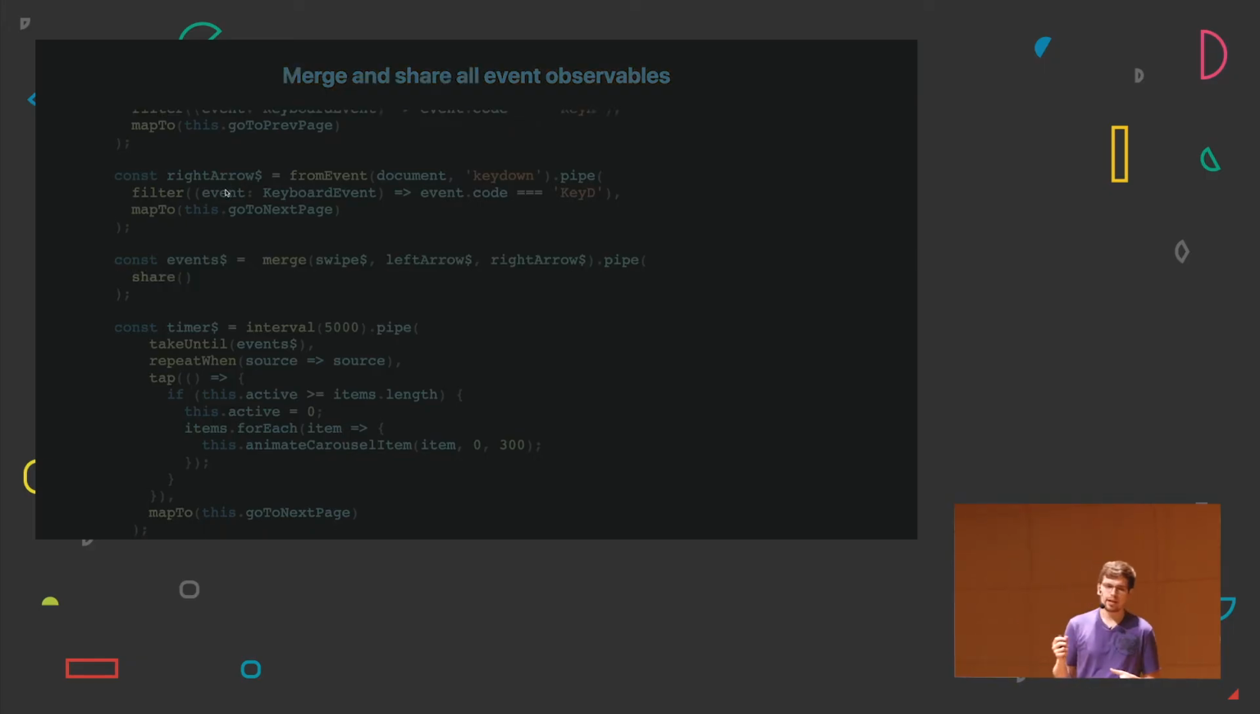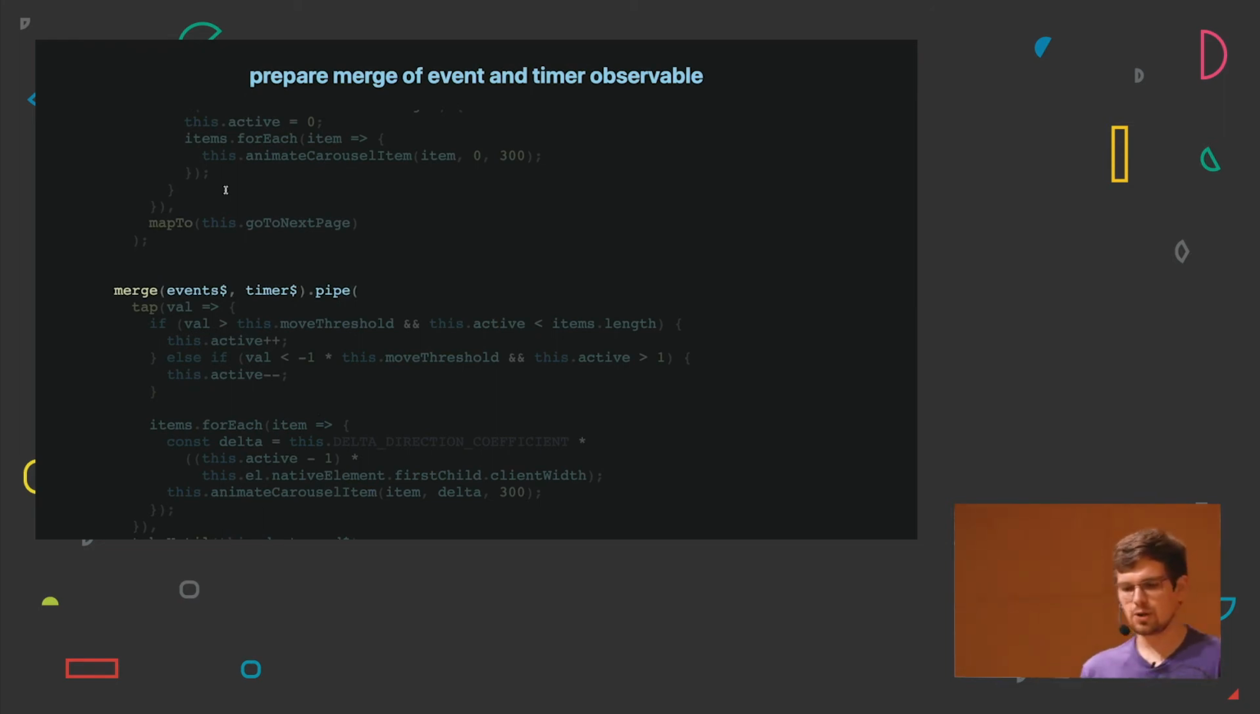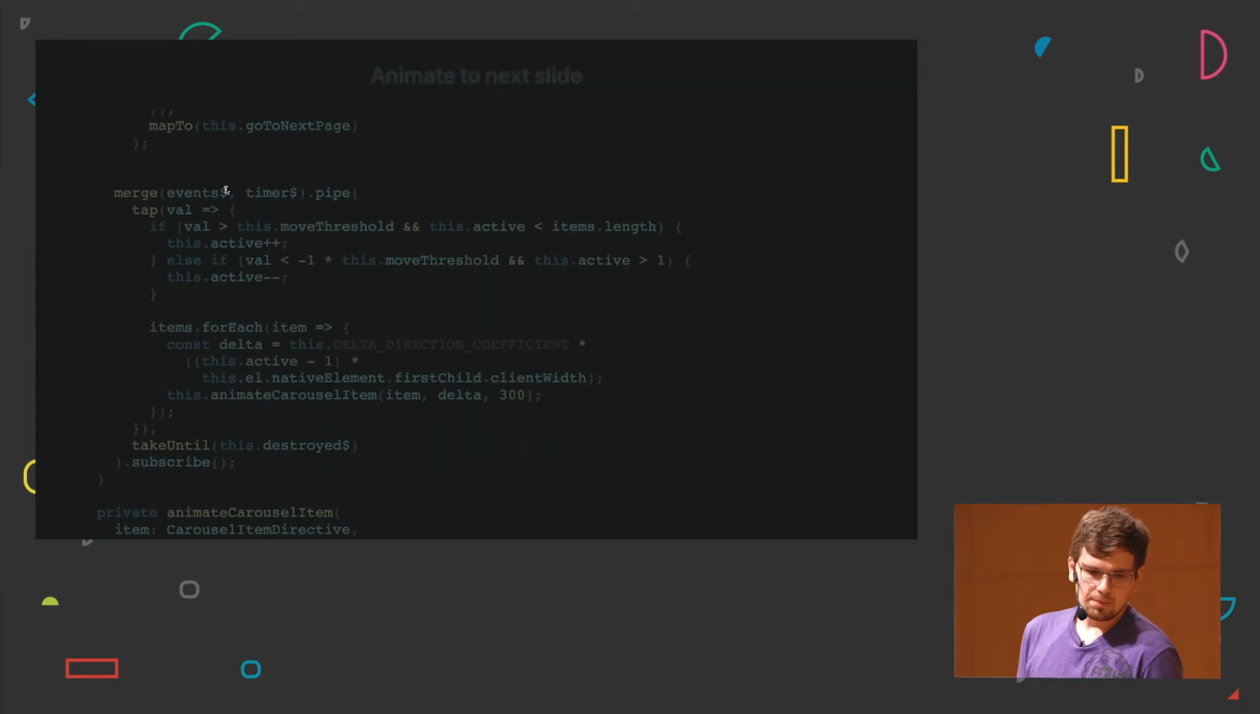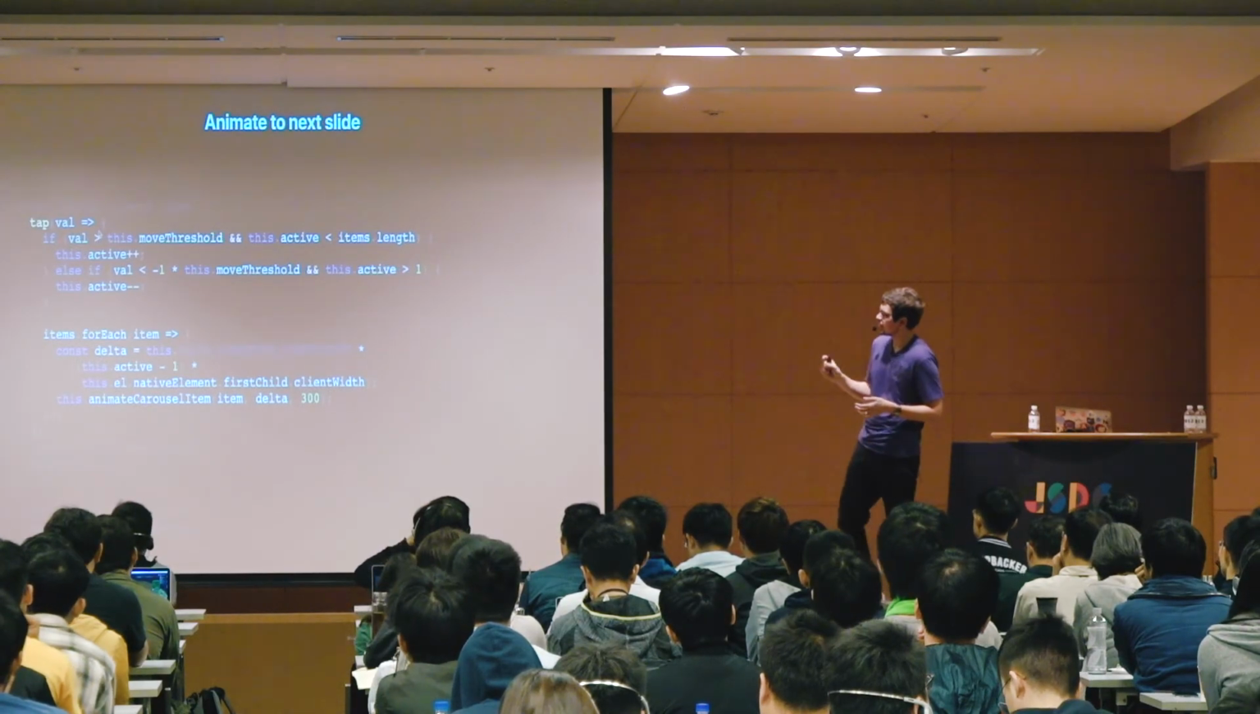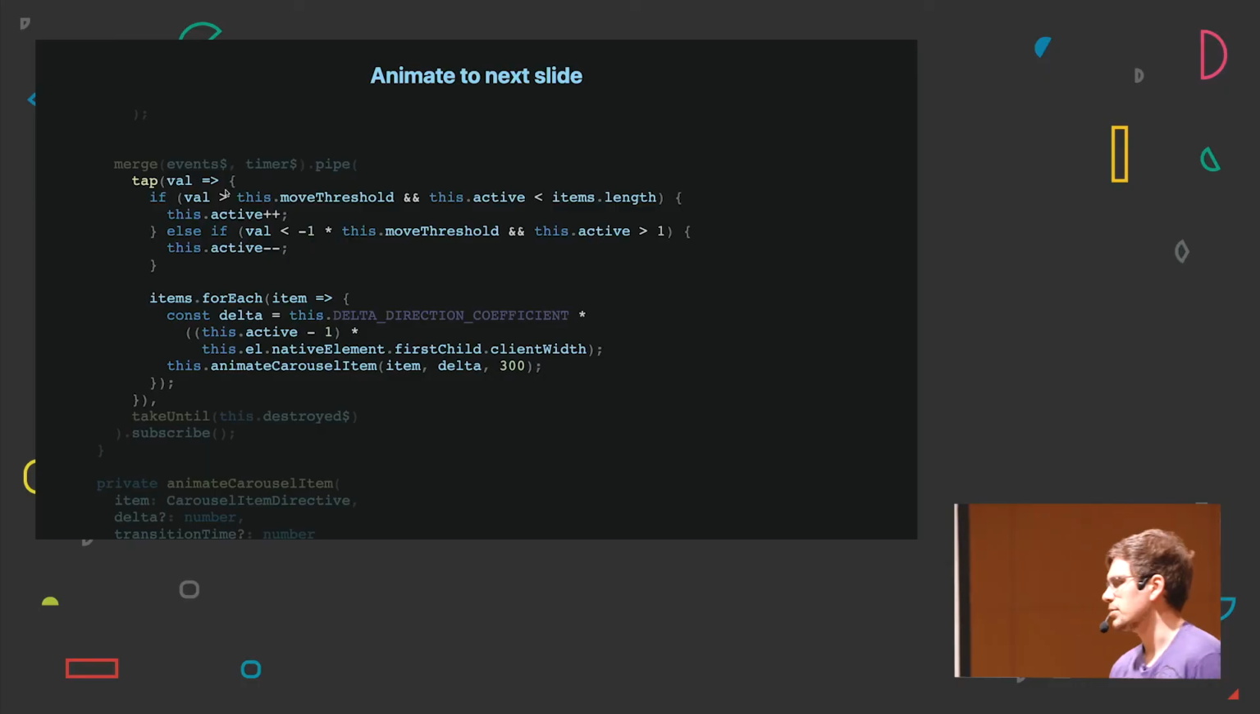Again, we are using merge to merge all our different events together. And for our subscriber, we later on merge with the timer event. We handle the animation. This is the logic for handling the animation and applying the threshold, so that if the user just swipes for 10 pixels or something like that, the animation isn't triggered.